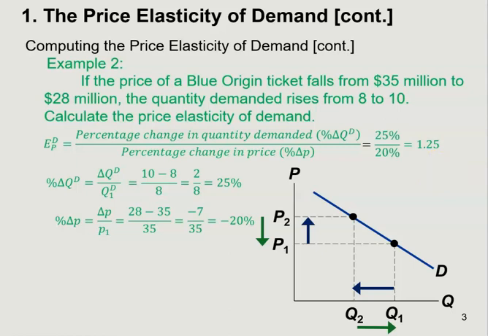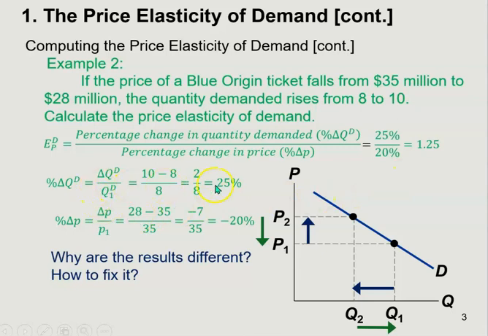Do you still remember the previous number we got? In the previous example, the price elasticity of demand was 0.8, right? Here it's 1.25. That means we got different results. Then why are the results different? That's the question you should think about. And the next question would be, how are we going to fix it? Now let's look at the calculation we already did here. I believe some of you at least should have already found that.